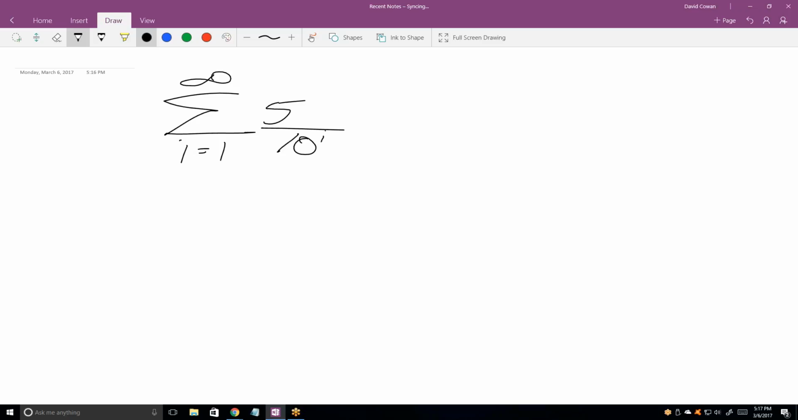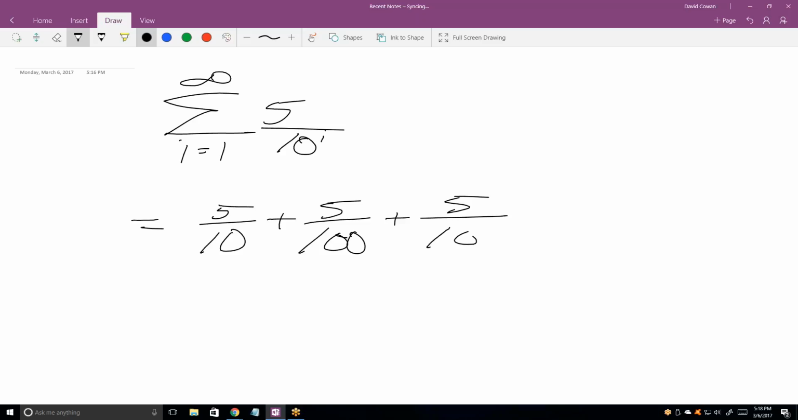Well, let's write out the first few terms. If you don't know what to do, that's never a bad start, is to write out the first few terms. What's the first term? 5 over 10. What's the second term? 5 over 100. And the third term? 5 over 1,000.